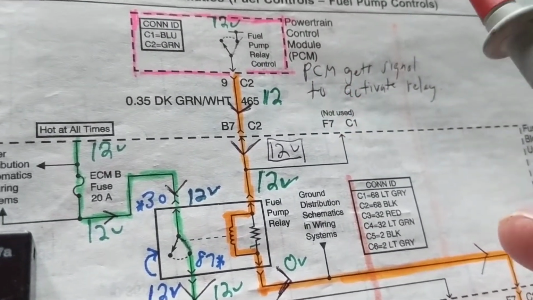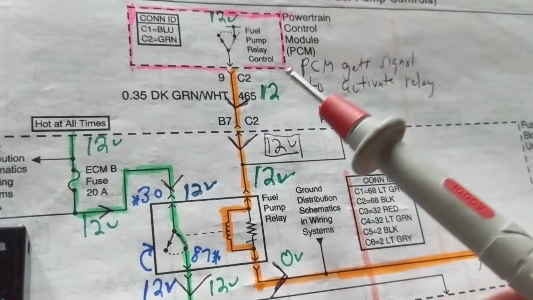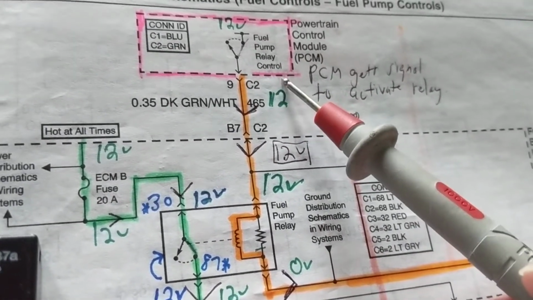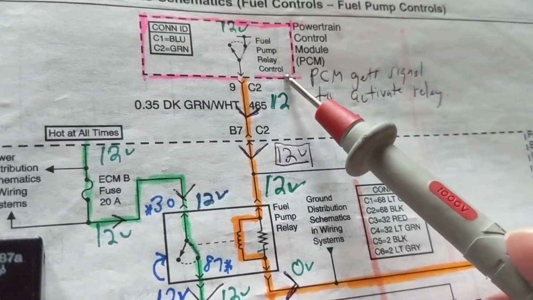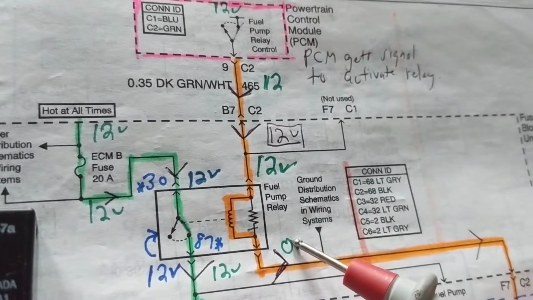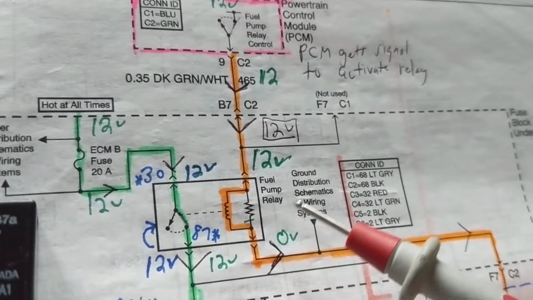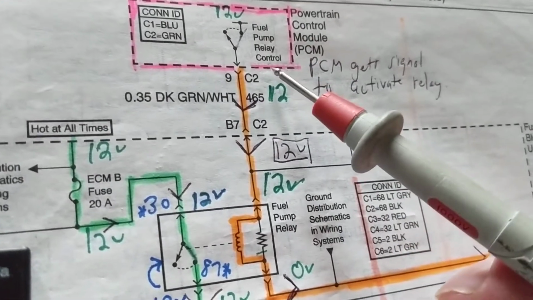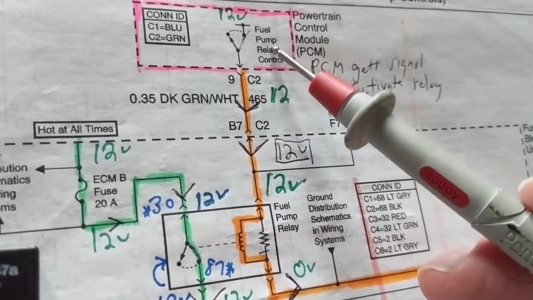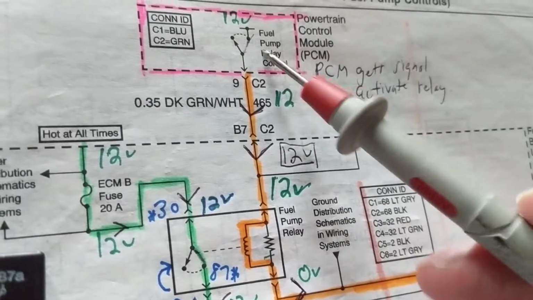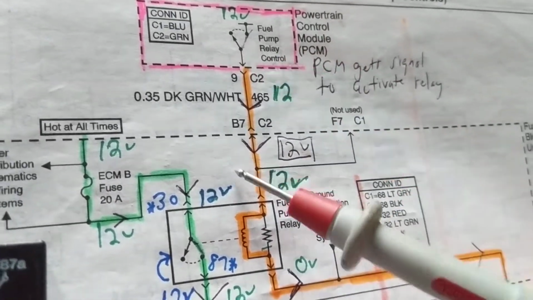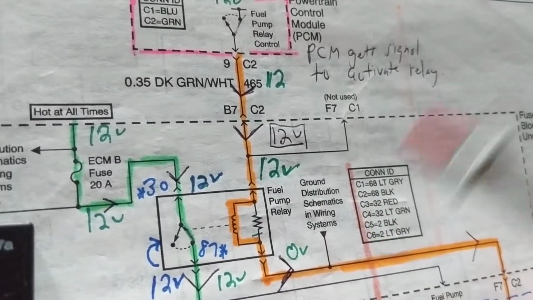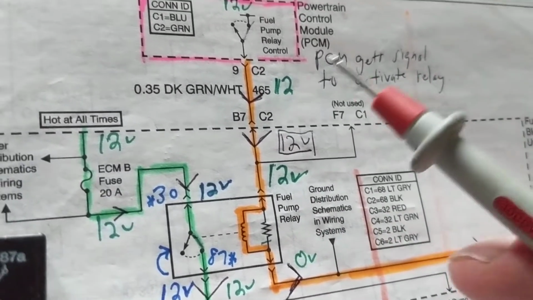When you start cranking in the start position, the starter motor turns the flywheel and the crankshaft. If the computer decides, it will give the fuel pump 12 volts to send fuel pressure to the fuel injectors, when it sees that being accomplished. If it doesn't see that, say the engine is not being turned over, it can take away the 12 volts. What's the purpose of running the fuel pump if the engine is not being turned over?